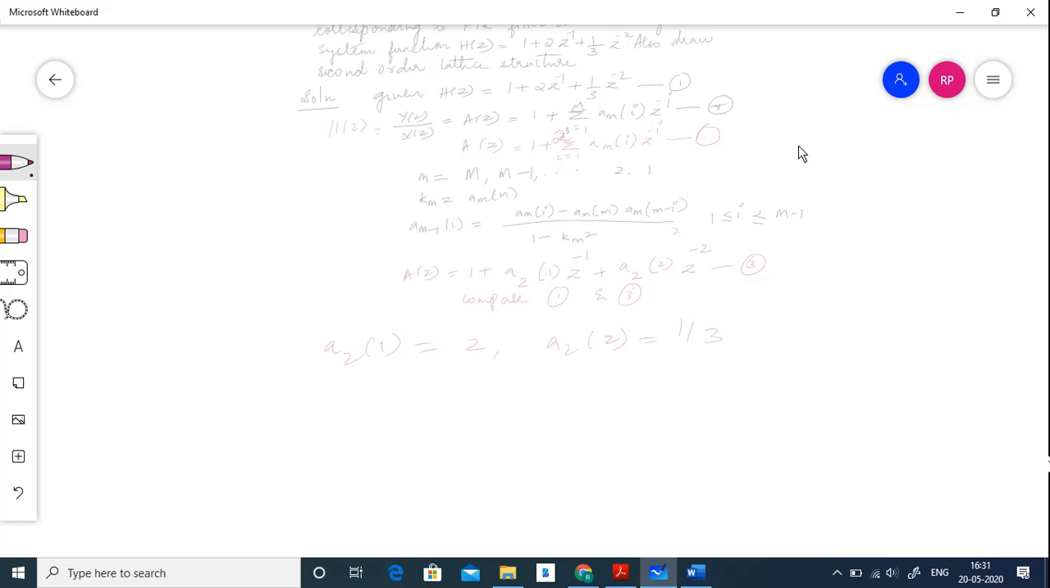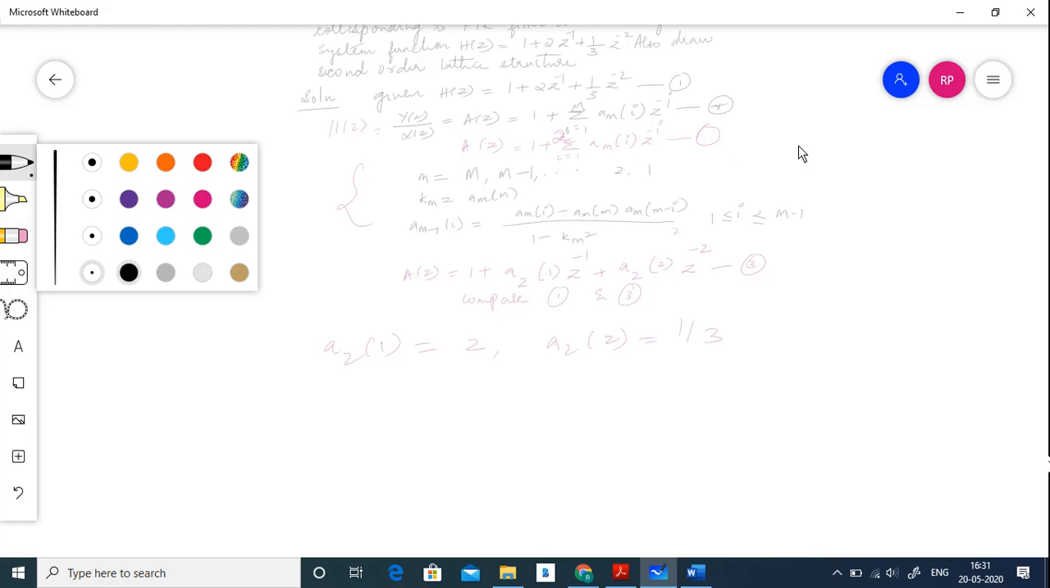We know that these are the formulas which we'll use in order to realize the given system using lattice structure. That is, m varies from m minus 1 down to 1, this is small m, and then Km is equal to a_m(m), and the last equation is a_(m minus 1)(i) equal to a_m(i) minus a_m(m) into a_m(m minus i) divided by 1 minus Km square, where i varies between 1 to m minus 1.